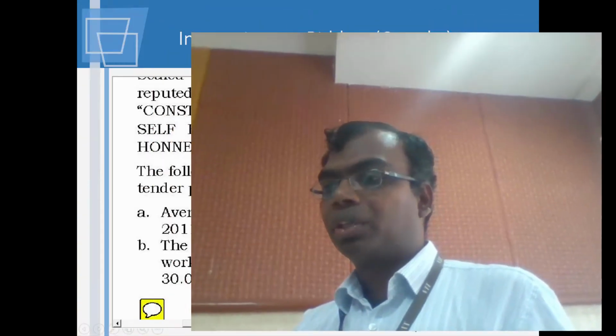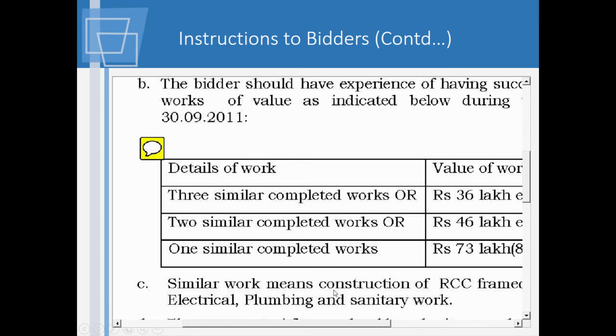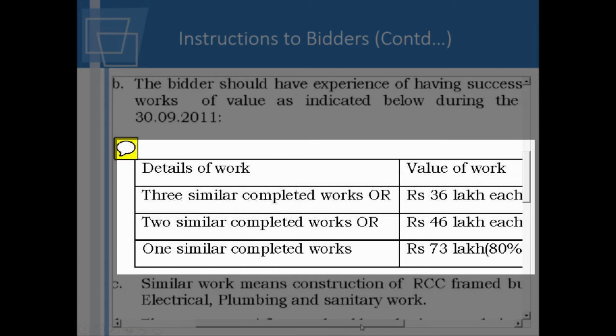It doesn't mean that at the end of the BTech you do 2 years in Satyam Infosys and say that I have 2 years of experience. They want relevant experience. So in a similar way they are going to put it here also. I just gave that as an example. Now here they are saying, you have to have completed 3 similar works of 36 lakhs or 2 similar works of 46 lakhs or 1 work of 73 lakhs.